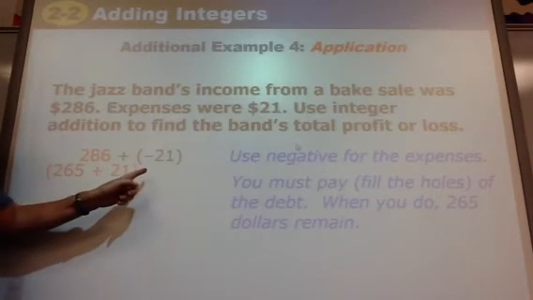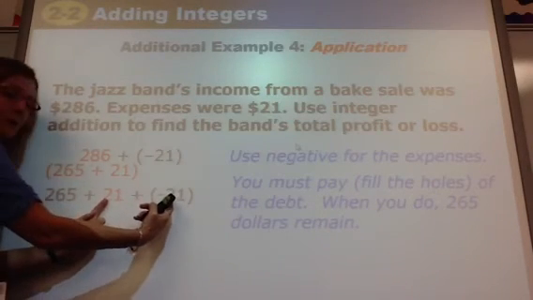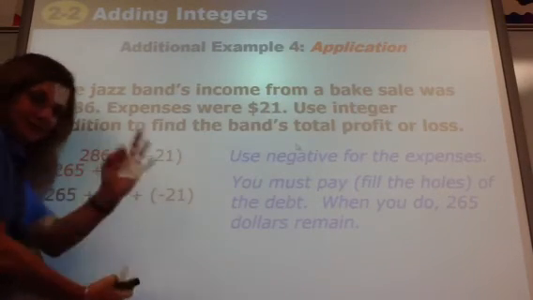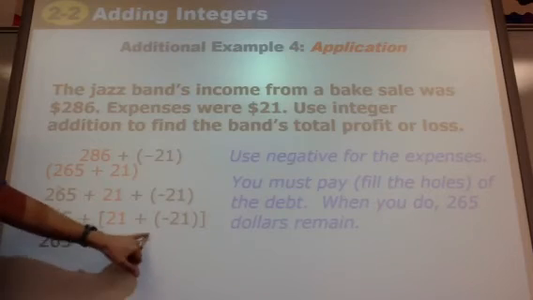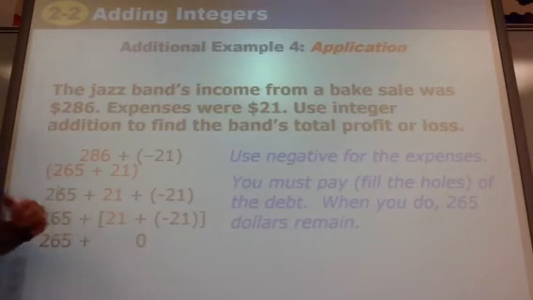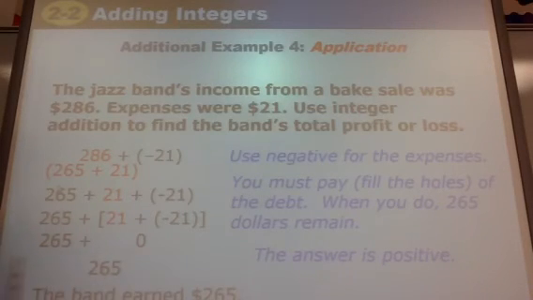And I'm going to add that to my negative 21, because I know positive 21 and negative 21 fill the holes, that's 0. So here's the piles that I have left over. So when I do that, I get 265 plus 0, because that adds up to 0, or I'm filling the holes, and that would mean you have a profit of positive $265.